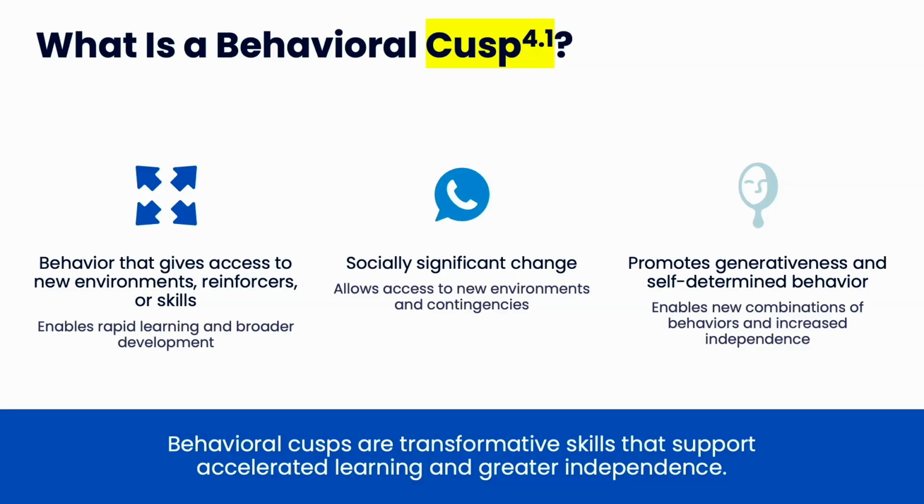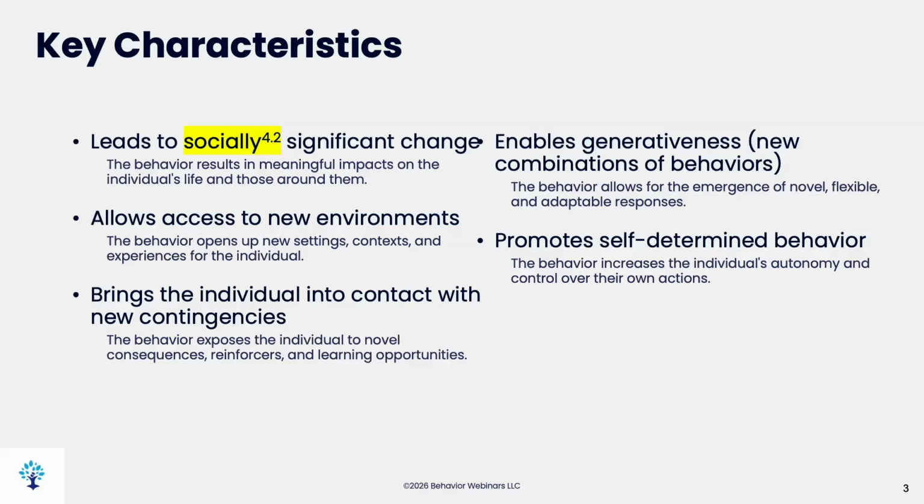And they're super important within behavior analysis. They help us choose the right behaviors to differentially reinforce, choose the correct replacement behaviors. So the key characteristics of a behavior cusp is it's going to lead to socially significant change. And socially significant change is change that's really going to be meaningful for the caregivers and the learner themselves, that will have a meaningful impact on the individual's life and those around them.